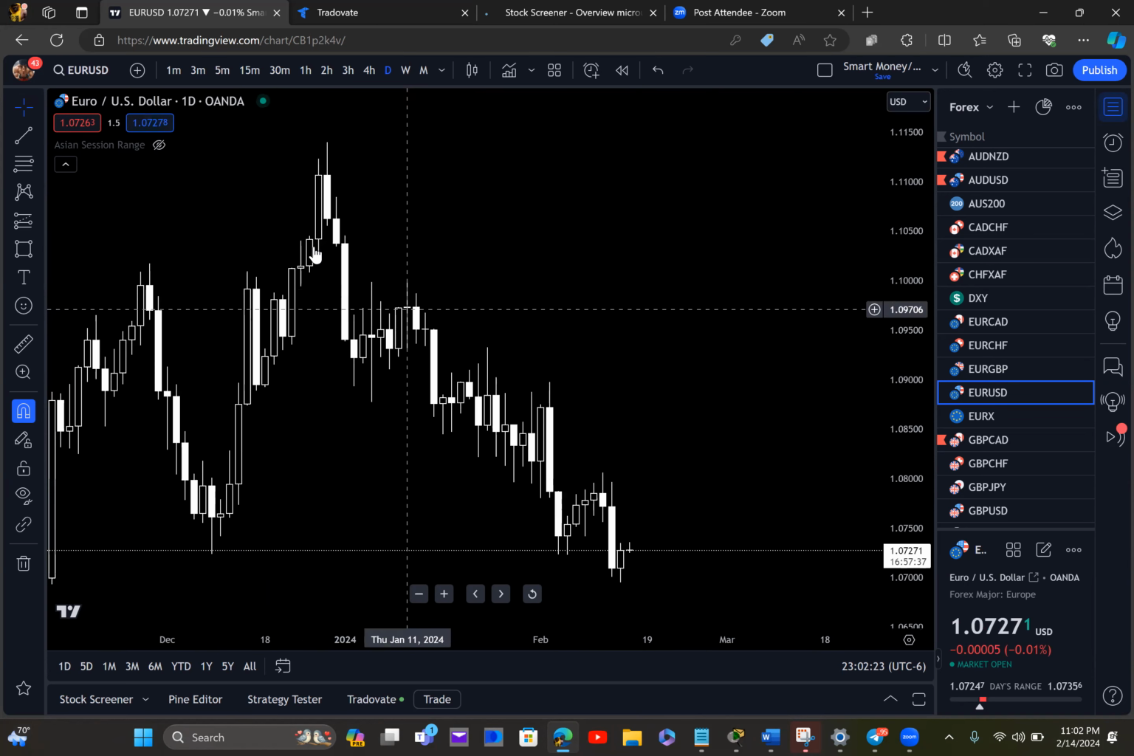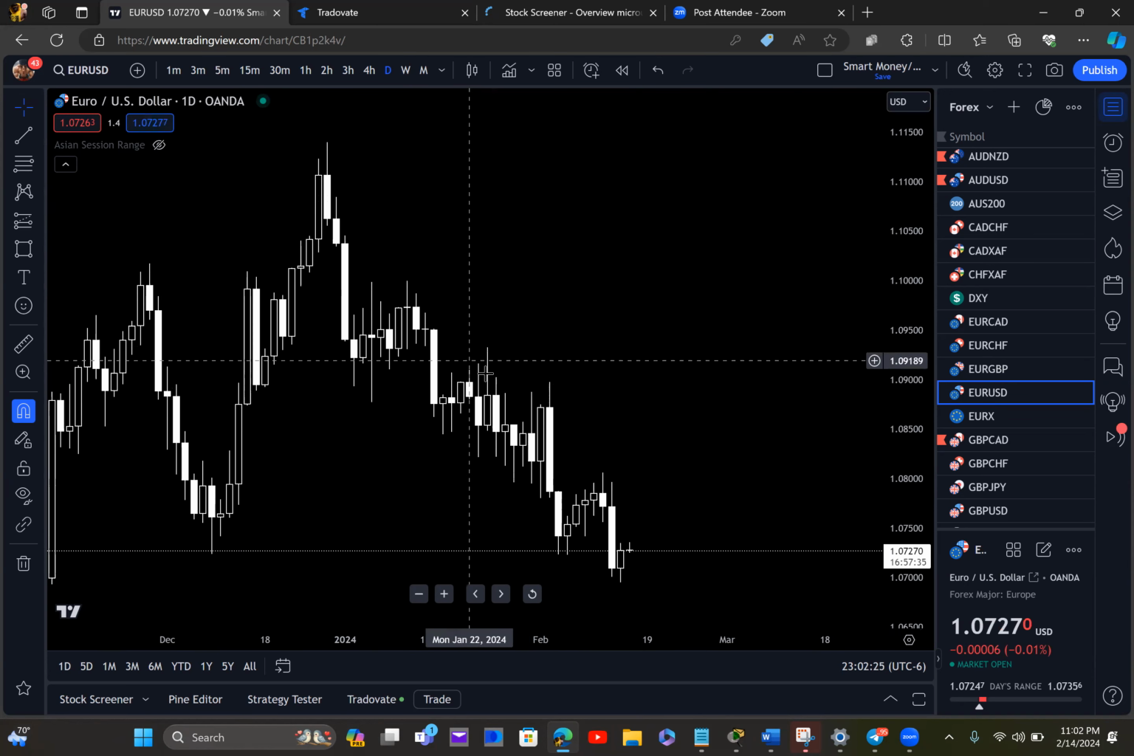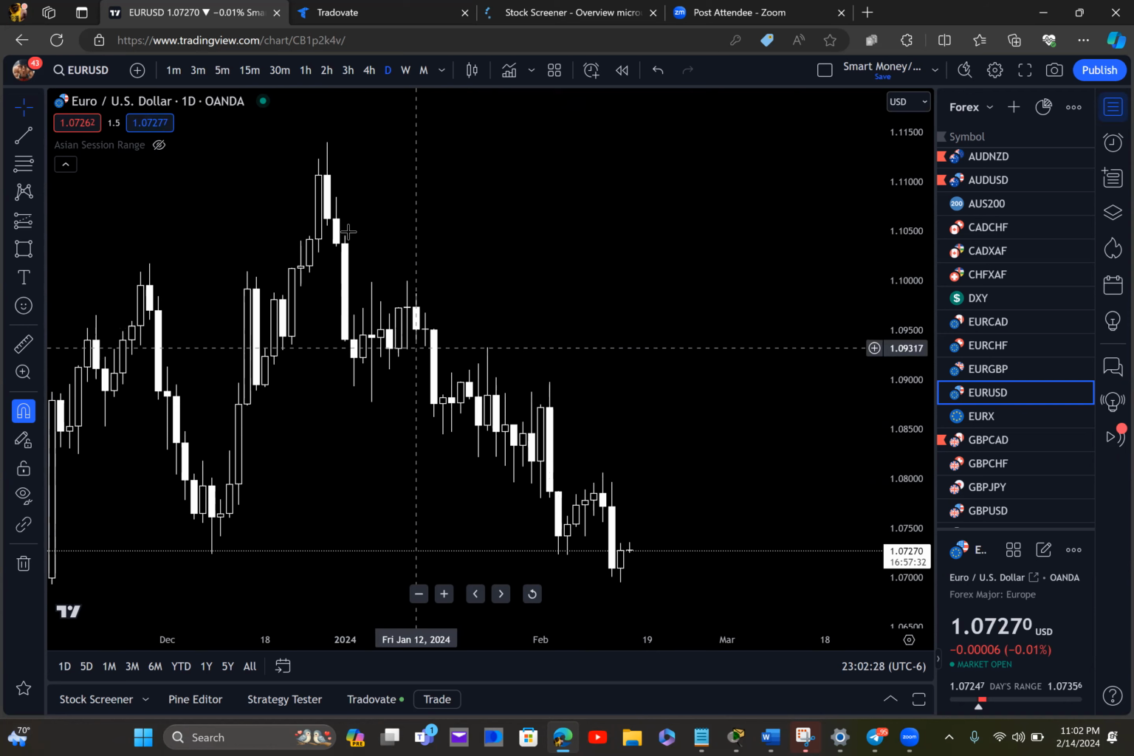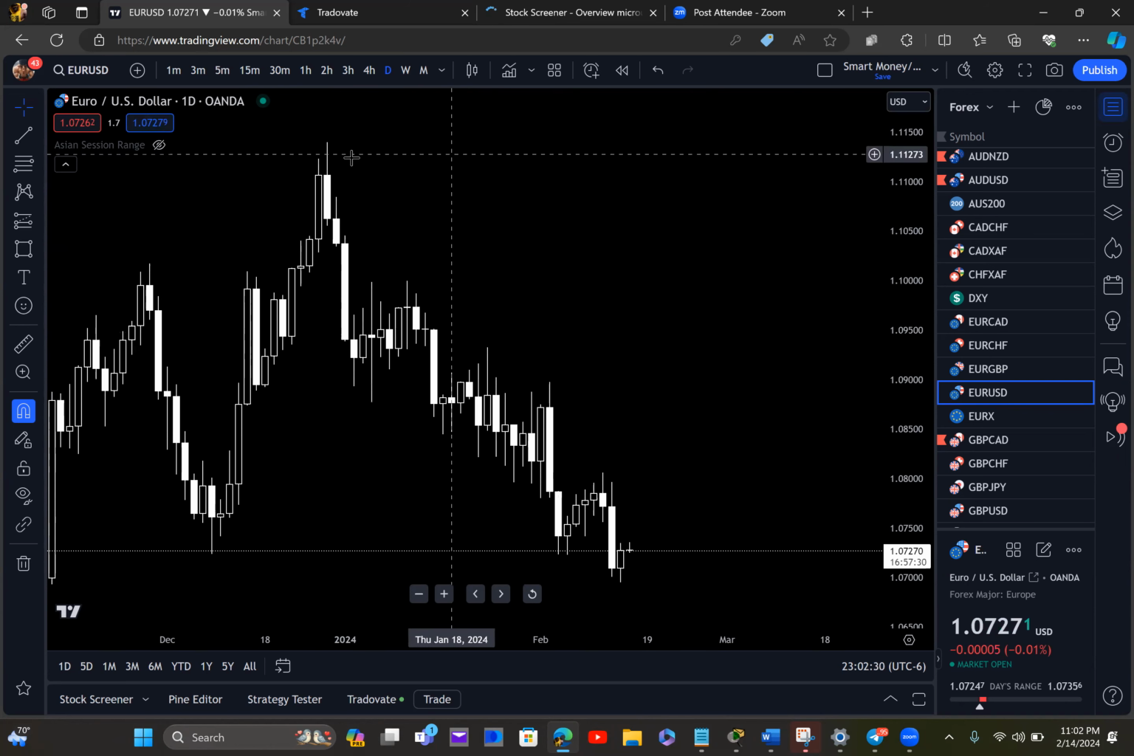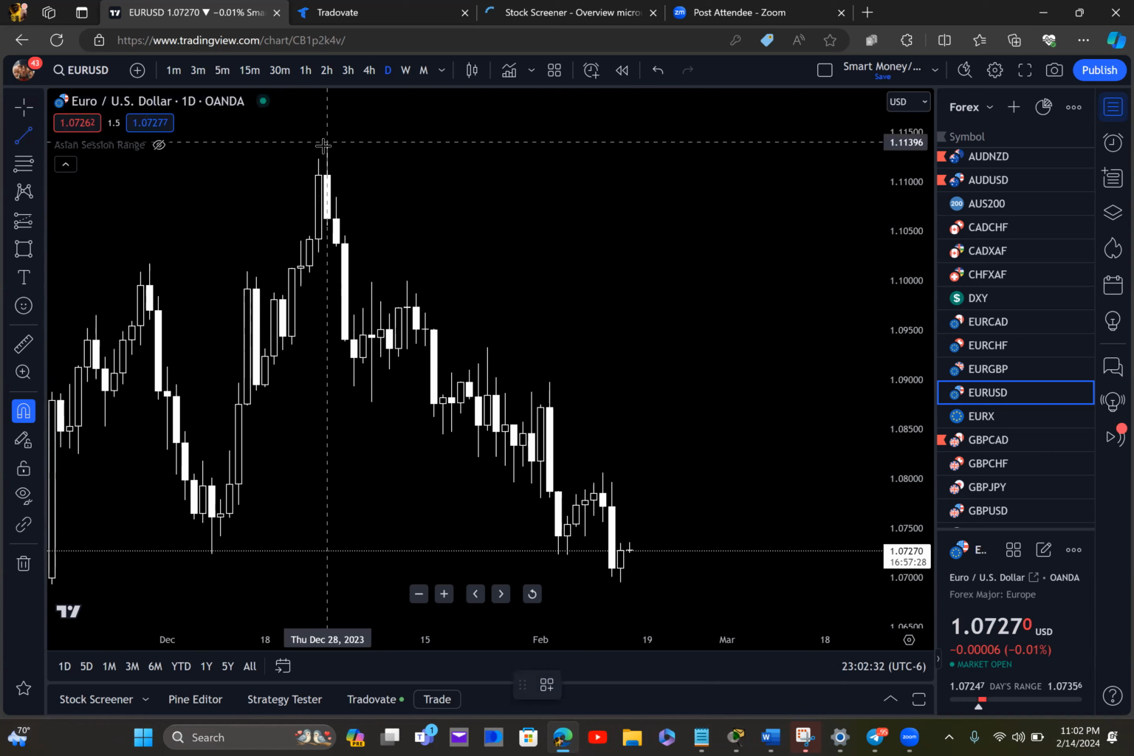See, we have this downtrend right here, right? And you can see it all along here. See how price was coming down. Okay, let's start over here. Look, see this wick?